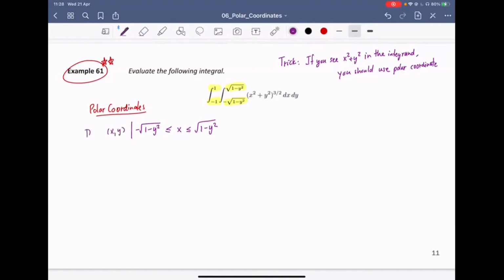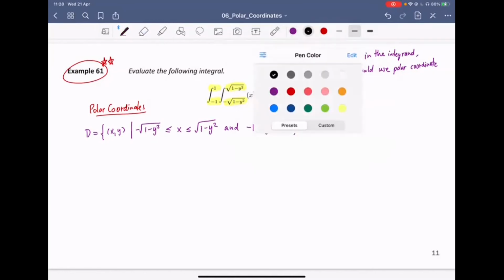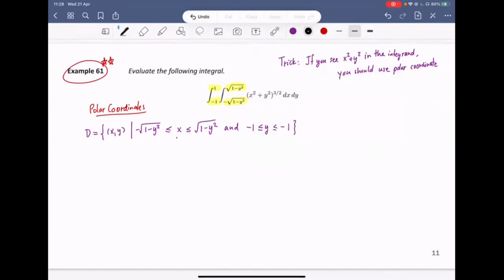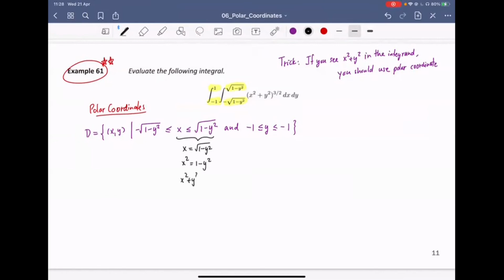This is my domain D. It's going to be that, and Y is going to be between -1 and 1. All right, so let's get the picture from this first. Let's look at this: X equal to square root of 1 minus Y squared. If you square both sides, you get X squared equal to 1 minus Y squared. This is X squared plus Y squared equal to 1.